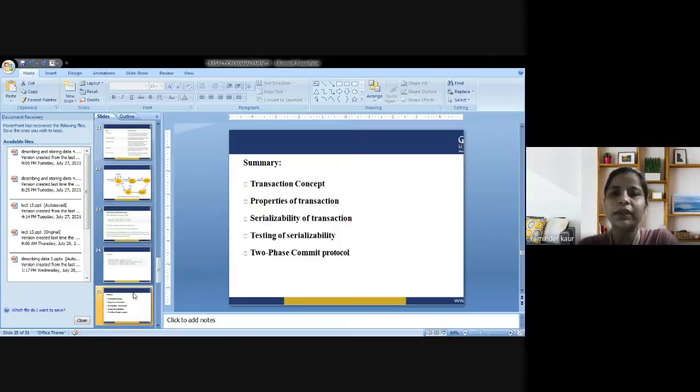So just look at the summary. We have studied transaction concepts, properties of transaction, serializability of transaction, testing of serializability, and the two-phase commit protocol. So these are all the concepts that have been discussed in today's class.